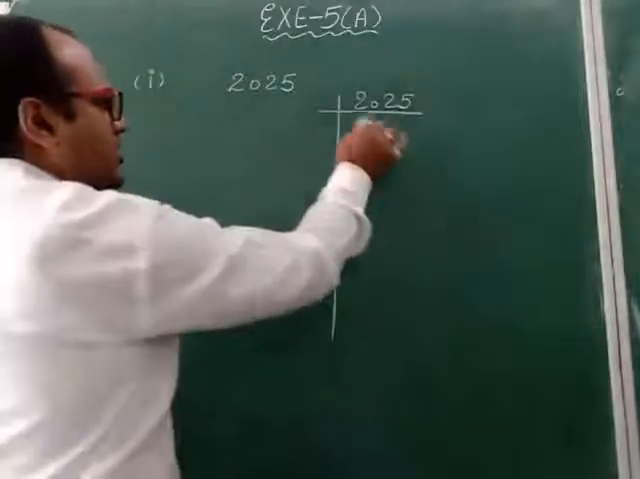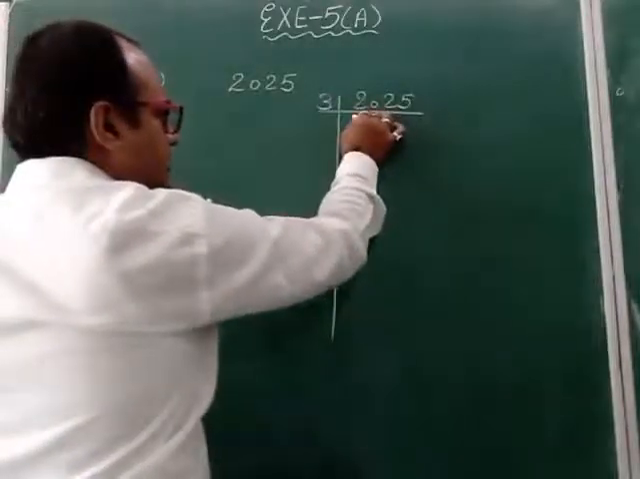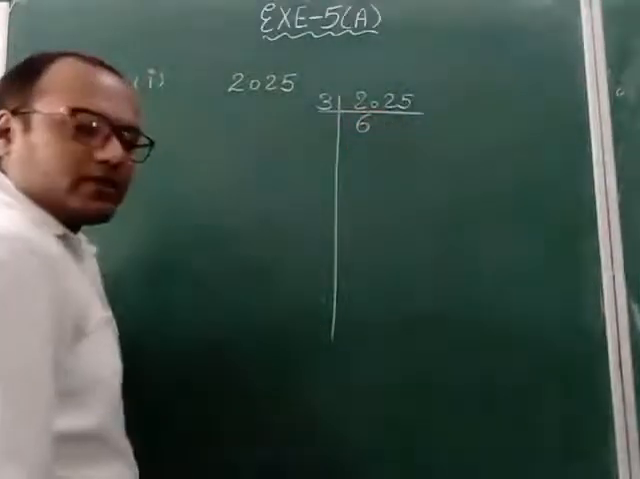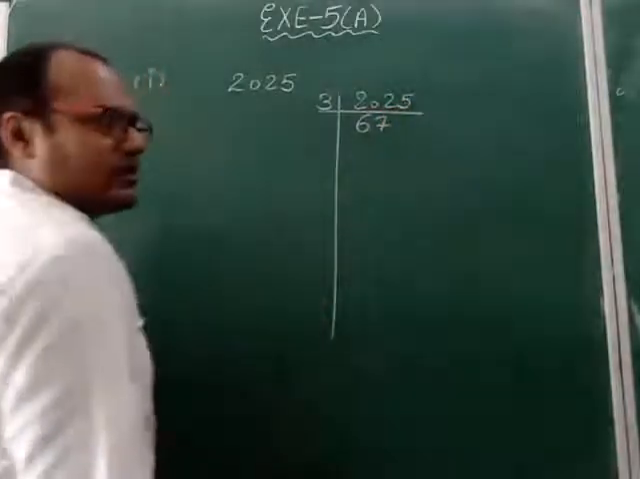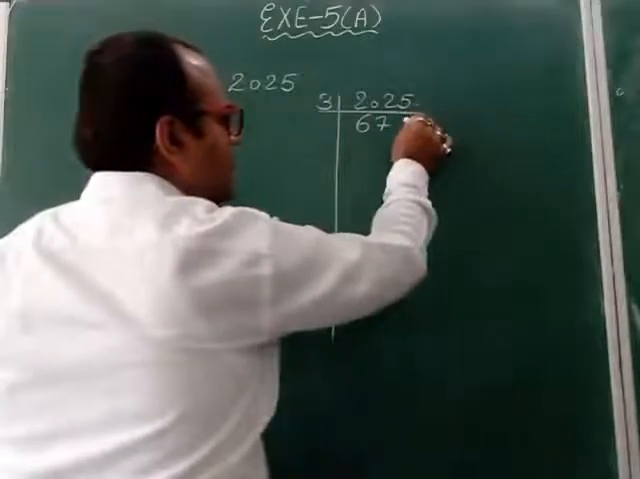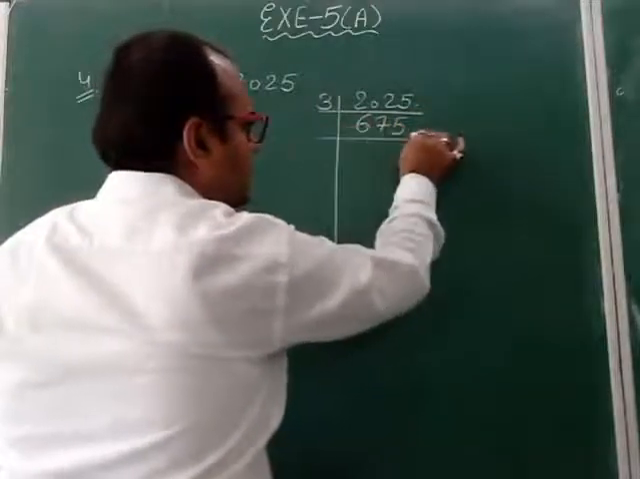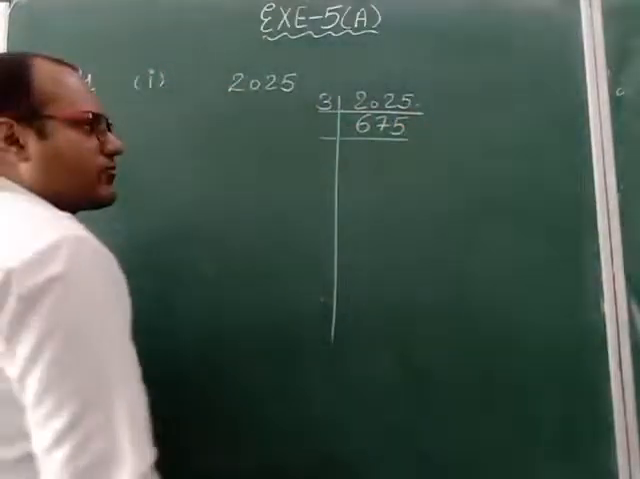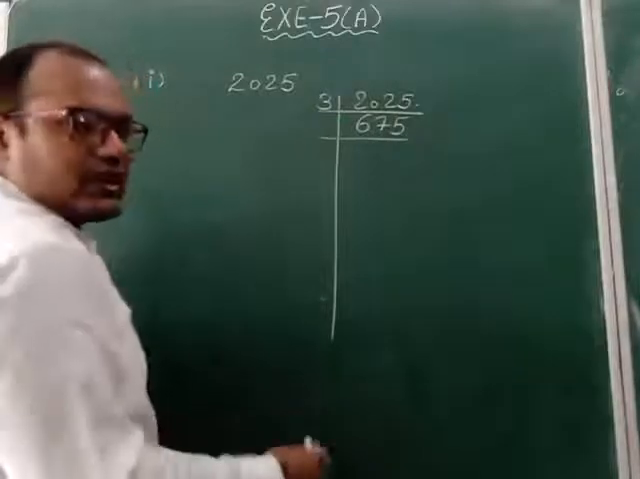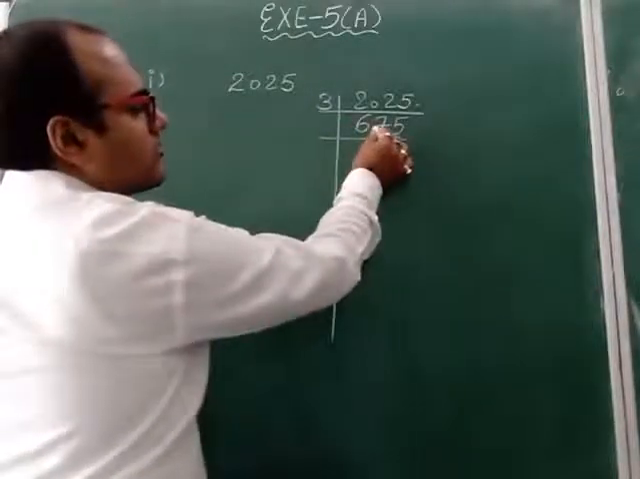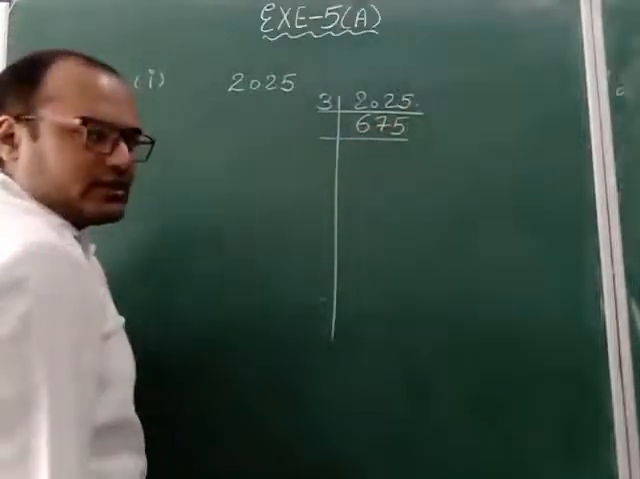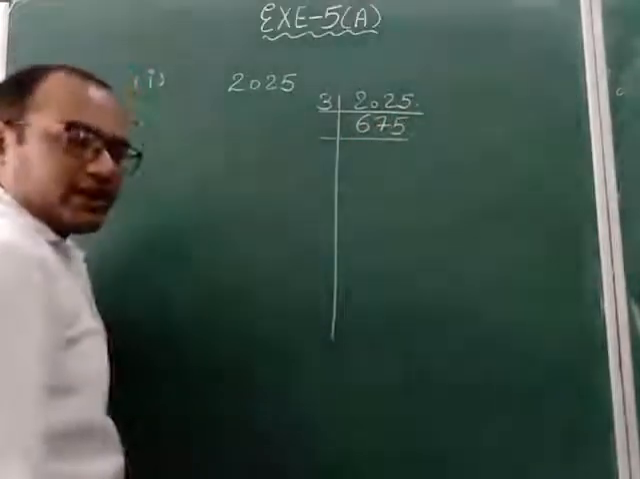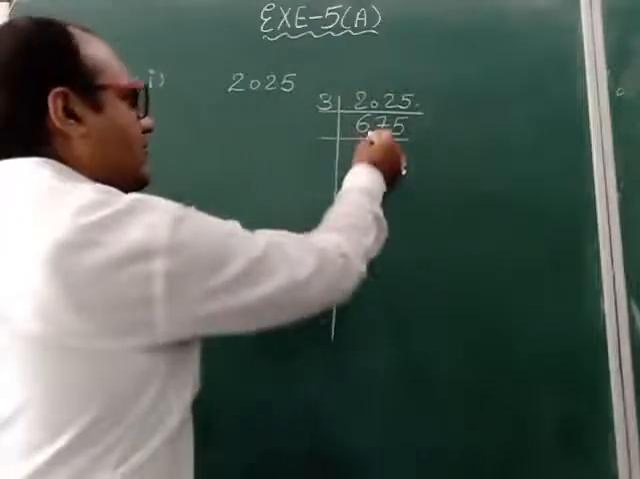With the table of 3 first of all we will do. 3 6s are 18, remainder will be 2. 2 and 2 is 22. 3 7s are 21, remainder will be 1. 1 and 5 will be 15. 3 5s are 15. Now again with the table of 3 we will check whether it is divisible by 3 or not. So we will add all these numbers. 7 plus 6 is 13. 13 plus 5 will be 18. 18 is coming in the table of 3, so we will divide by 3.